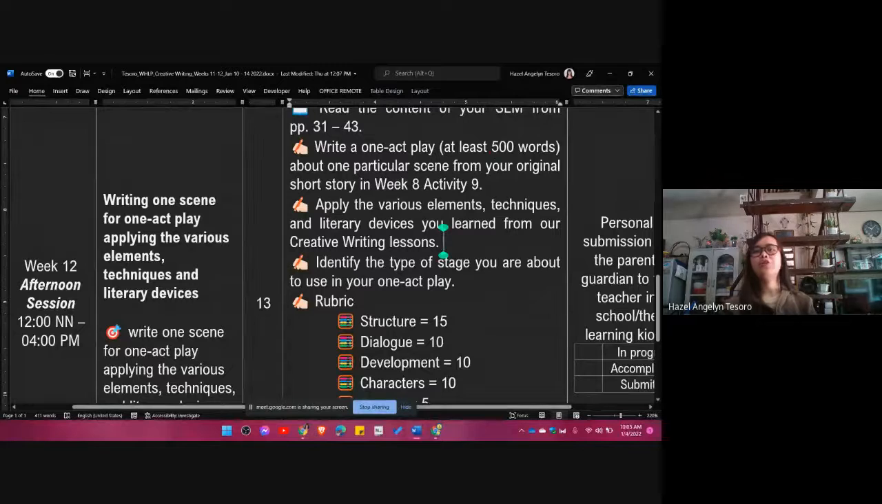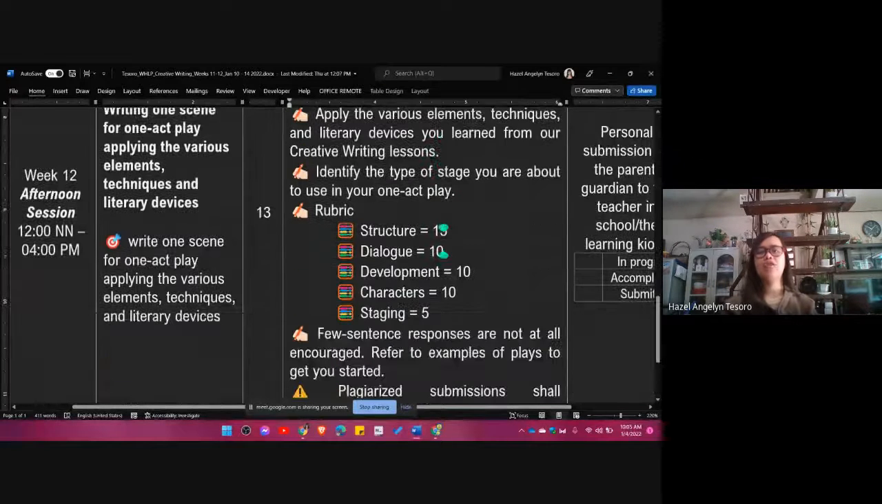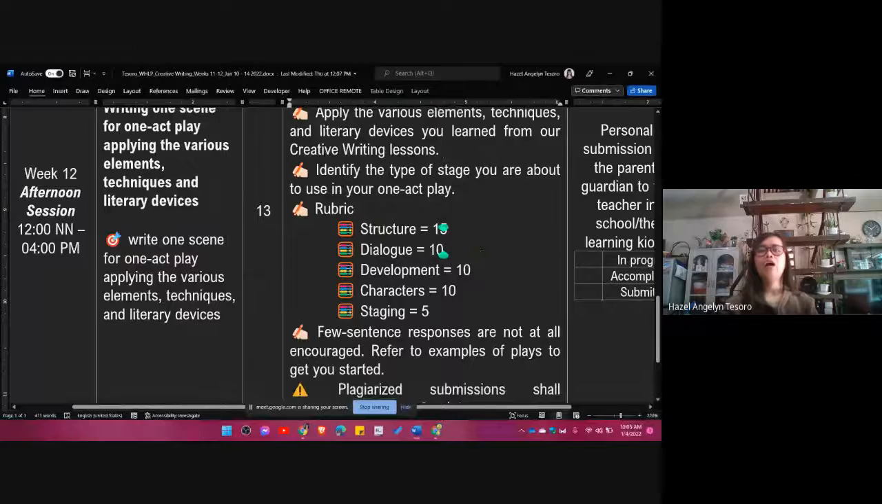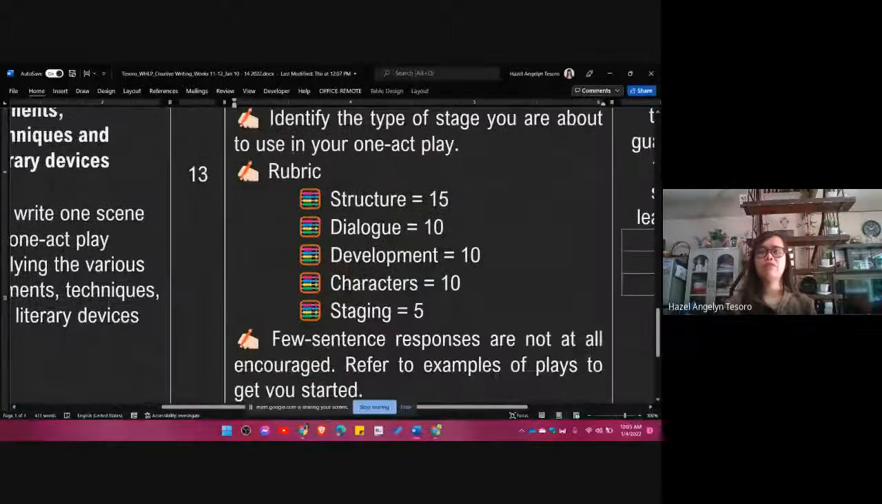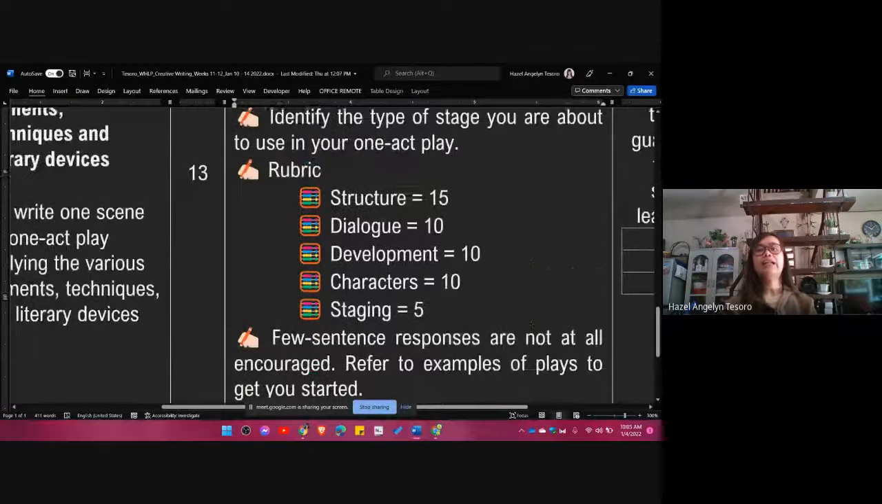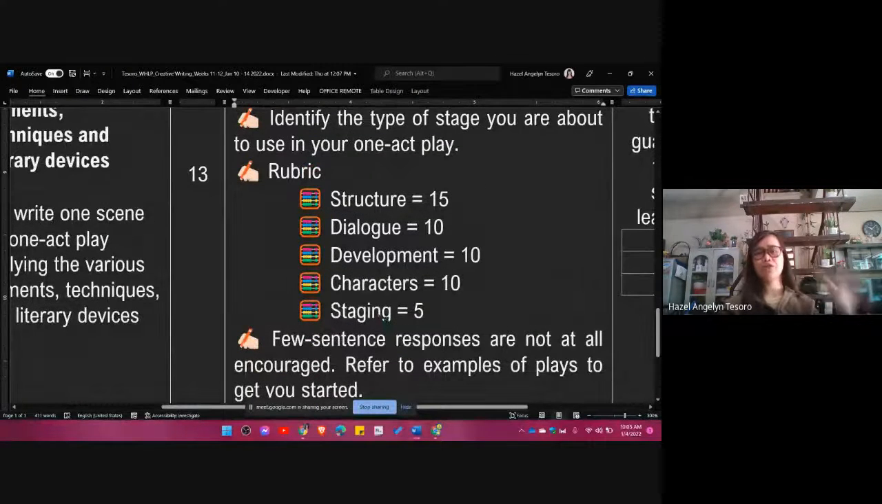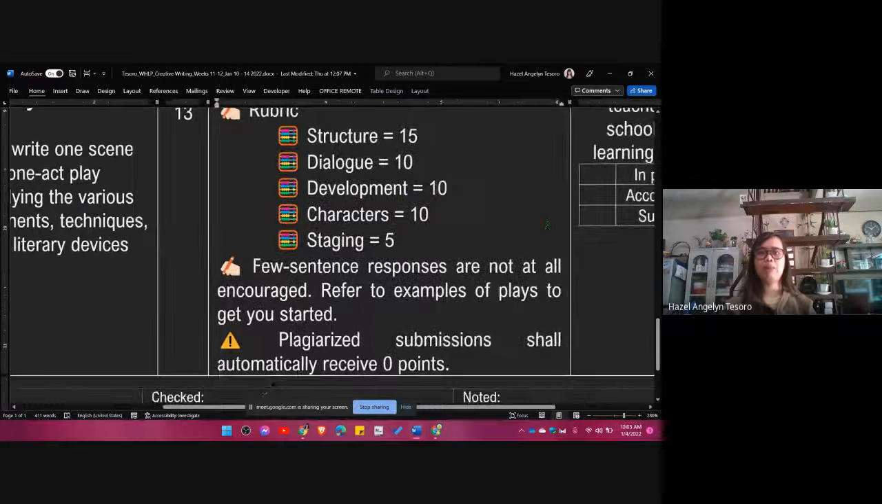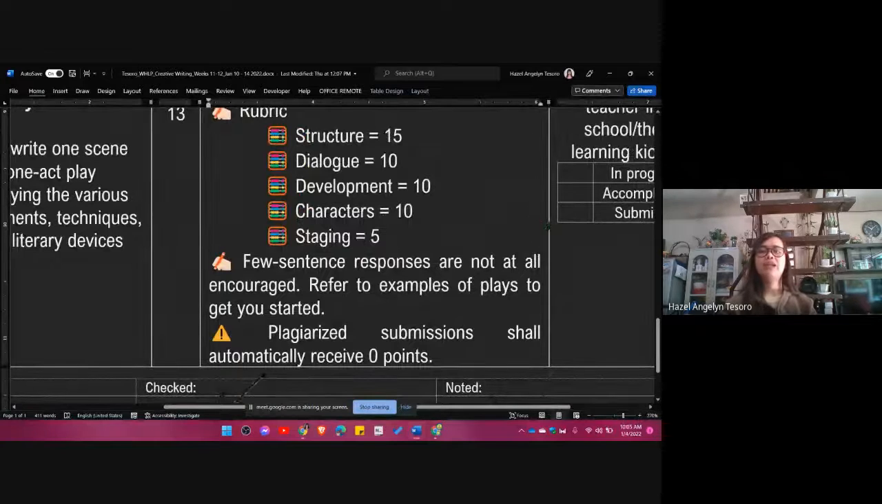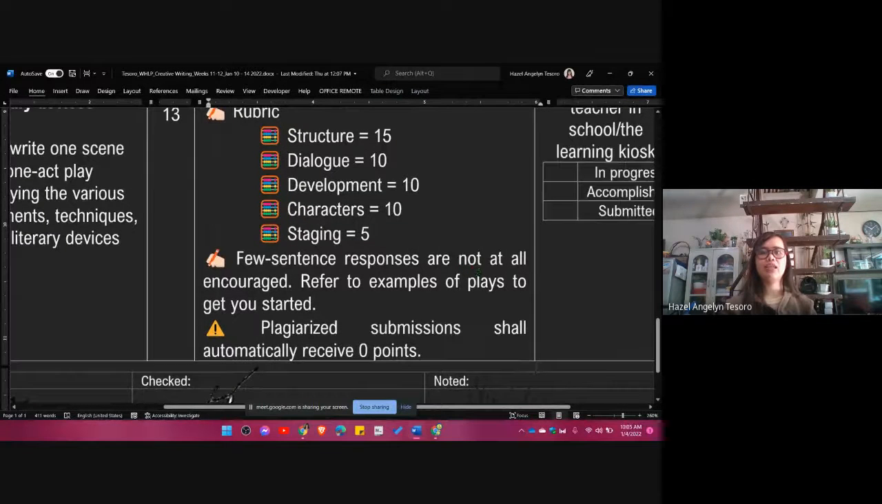And then you are to identify the type of stage, and there's also the rubric here, so this is how you'll be graded. For the structure, we have 15 points, for the dialogue 10 points, for the development 10 points, characters 10 points, and staging 5 points. That includes the instructions that you are to give the production team and the actors. So, few-sentence responses are not at all encouraged. Refer to examples of plays to get you started. Plagiarized submissions shall automatically receive 0 points.